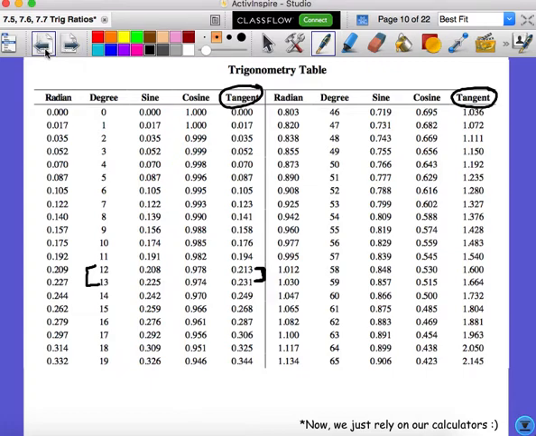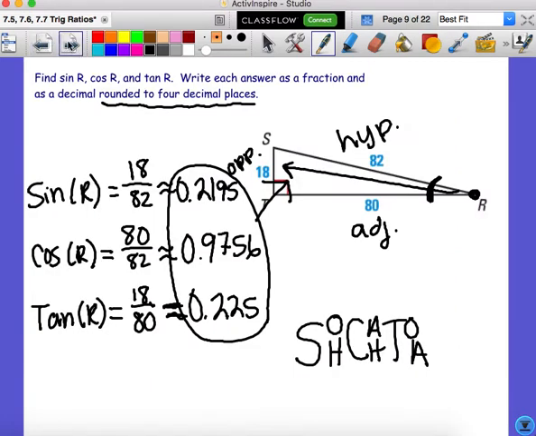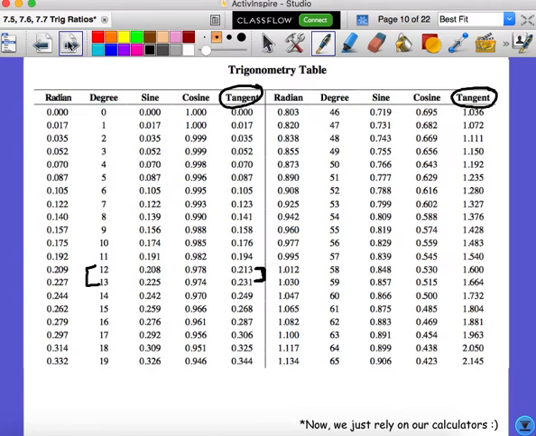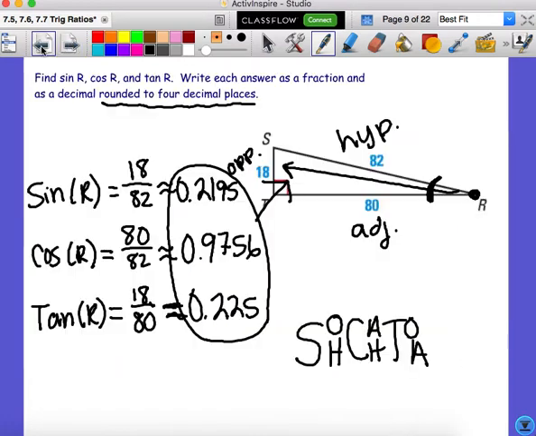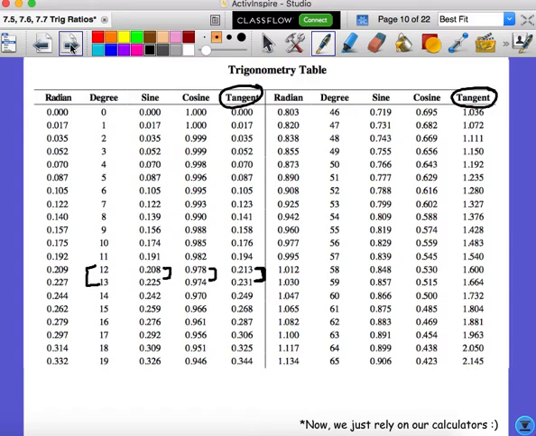If we had looked at cosine, 0.9756, that's right in here as well. And if we looked at sine, it's right in here as well. So all of that tells us that this angle R is somewhere between 12 and 13 degrees. But like I said, we have trained our calculators to give us this information already. So instead of carrying around this bulky chart or having to memorize things, now I'm going to show you how to use your calculator to figure this out.